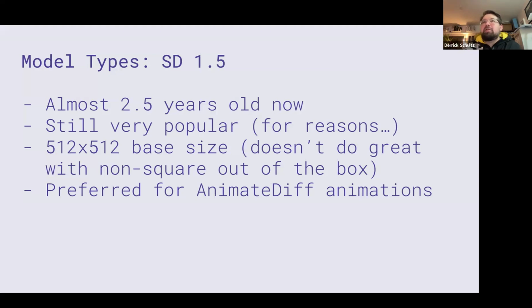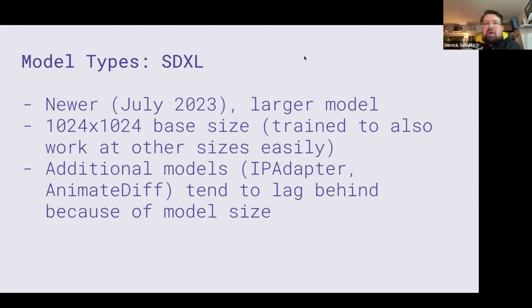So SD 1.5 is still quite popular, and we will probably see it pop up next week with Animate Diff. The other, more recent model is SDXL. It's not really that much newer. It's now about 18 months old. It came out in July 2023. The XL literally stands for a bigger model. It has more parameters inside of it.